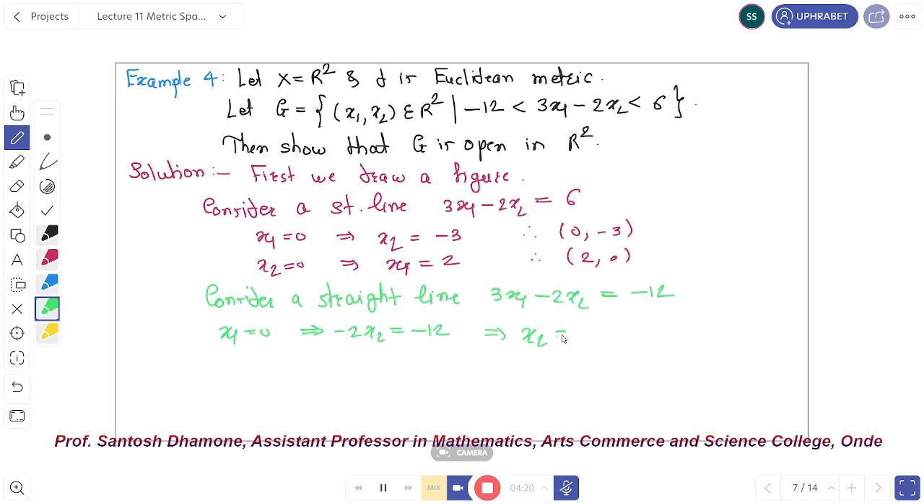Okay. First we draw the line 3x1 minus 2x2 is equal to 6. So the points are 0, minus 3. Next point is 2, 0. This is the line.